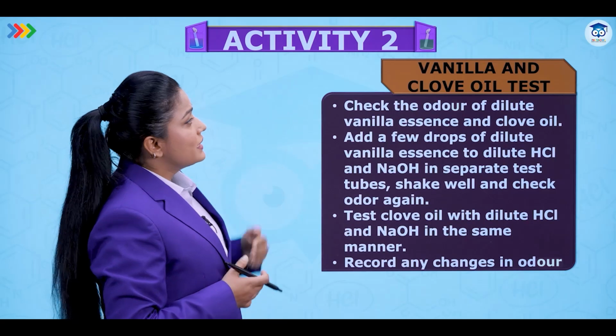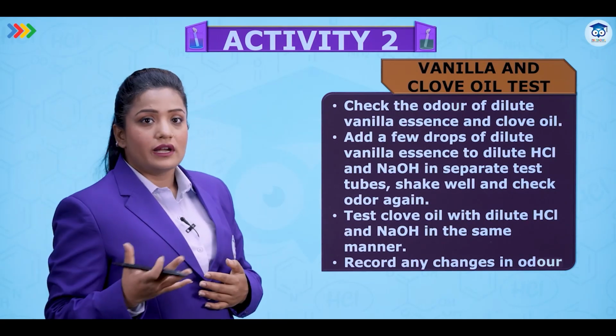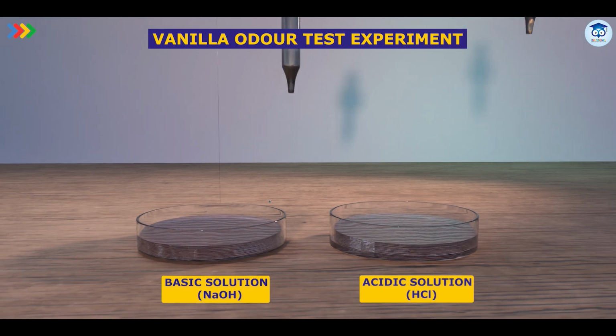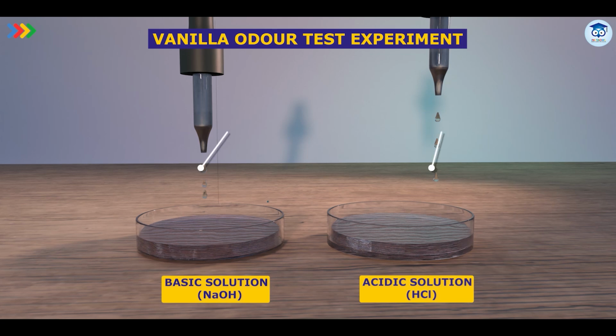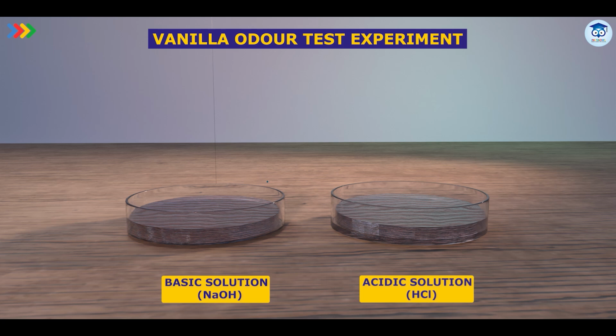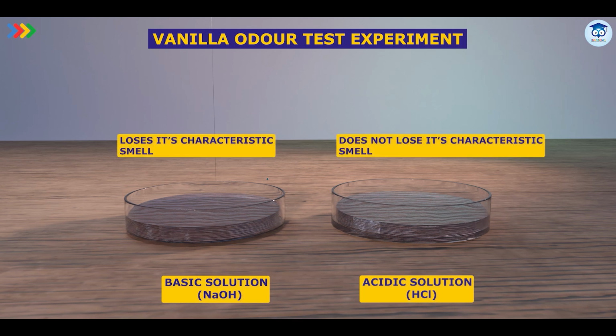So next is our vanilla and clove oil test. HCl and NaOH in separate test tubes, and once we add few drops of dilute vanilla essence, after that we can check their odor again. The vanilla essence loses its characteristic smell in a basic solution. If the characteristic smell of vanilla essence is absent, then it is a base, and if it is still present, it will be an acid.